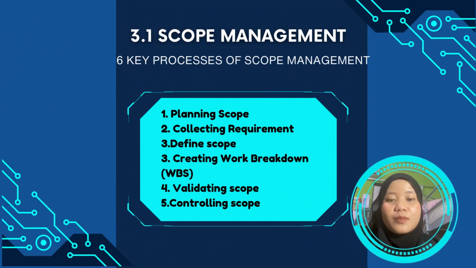Now, for project scope management, there are 6 key processes. The first one is planning the scope. The second one is collecting requirements. The third one is defining the scope. And the fourth one is creating a work breakdown structure that we call WBS. The fifth is validating the scope, and lastly is controlling scope.